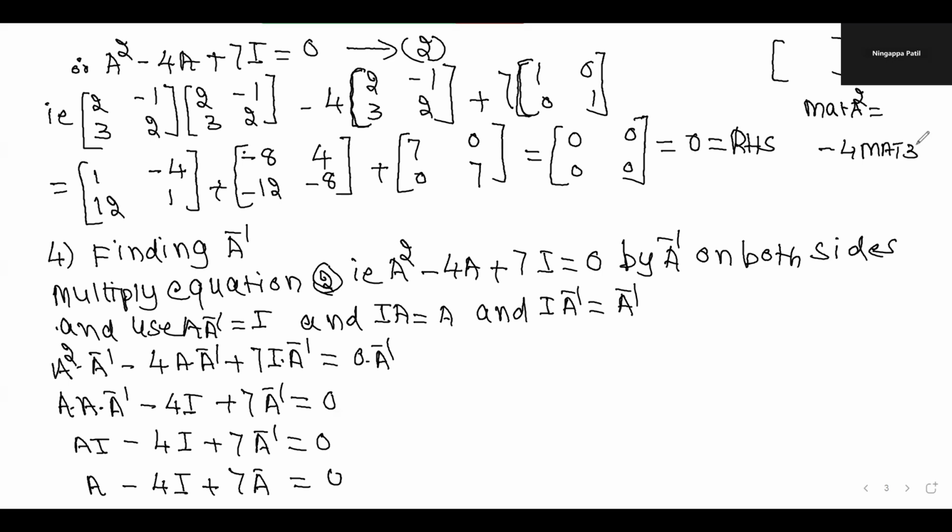Mat 3. Okay. And mat A, not 3. This is A. Then you press the equal to button. Then you are getting this value. I have shifted this minus sign inside the A, which means it becomes easy for us to add them. Minus 8, 4, minus 12, 8 you are getting on the display of the calculator.